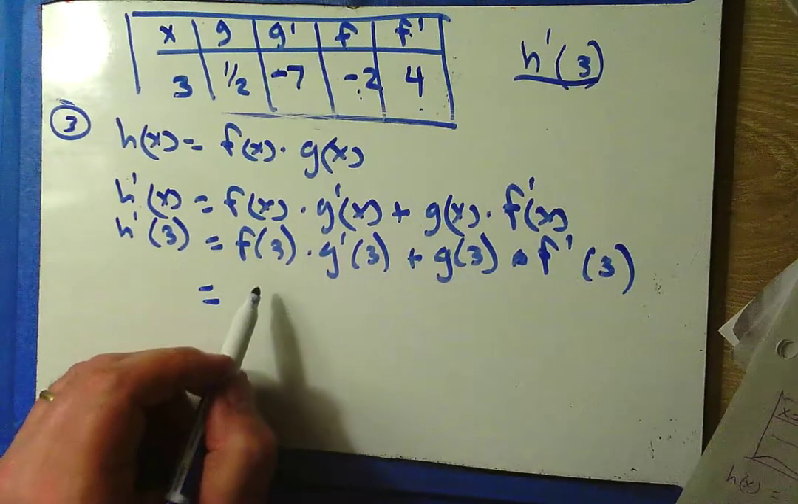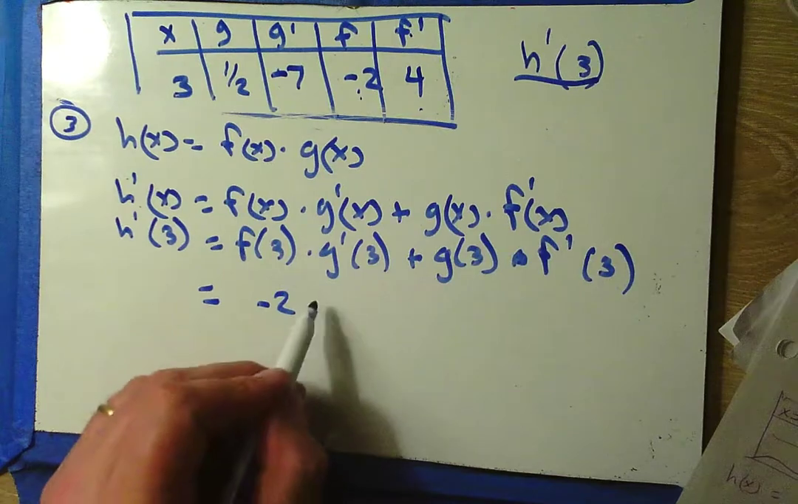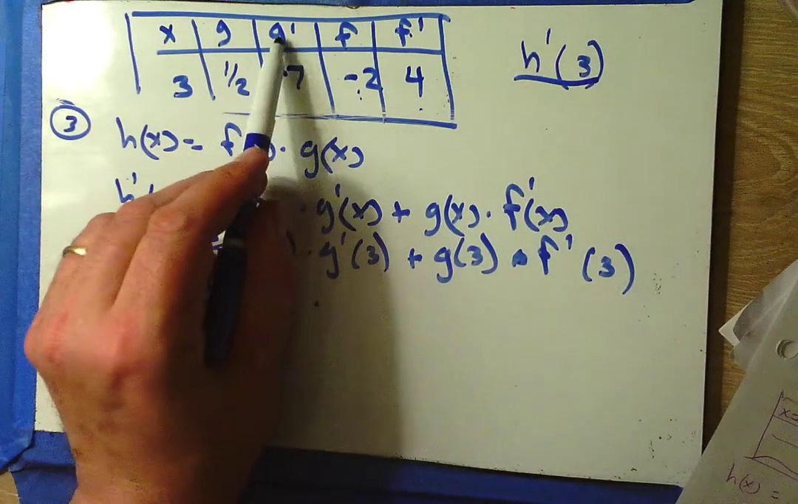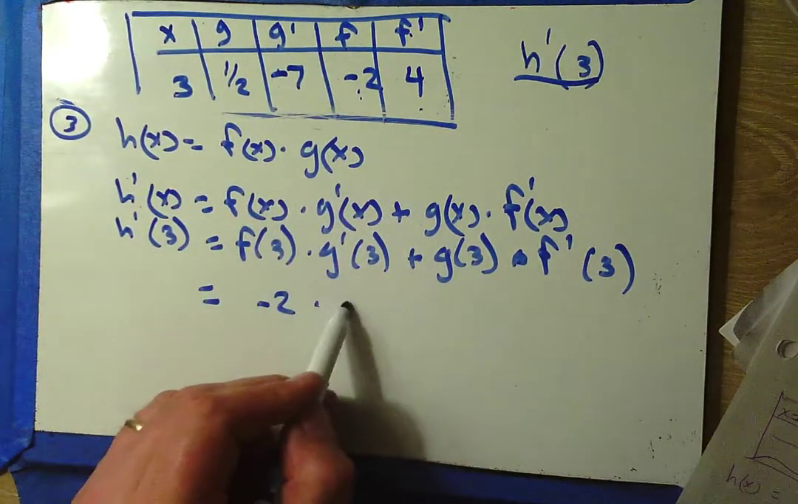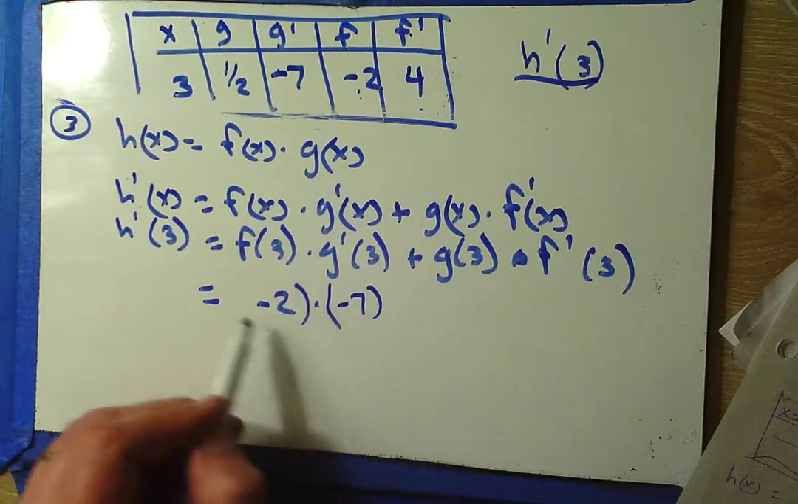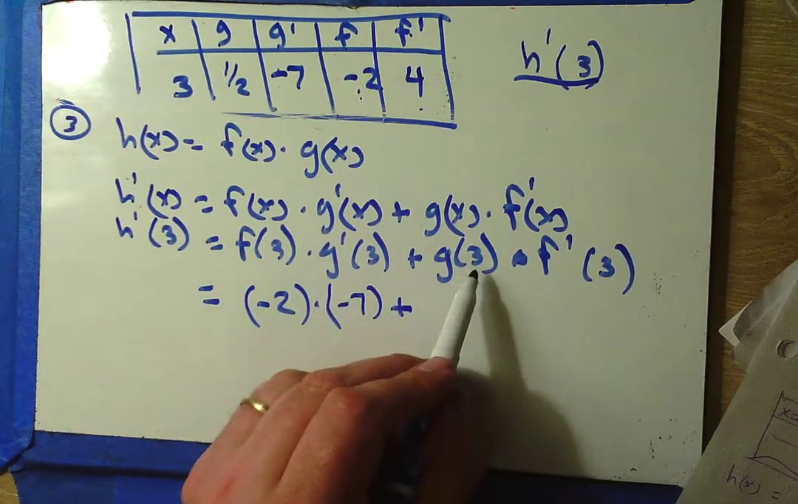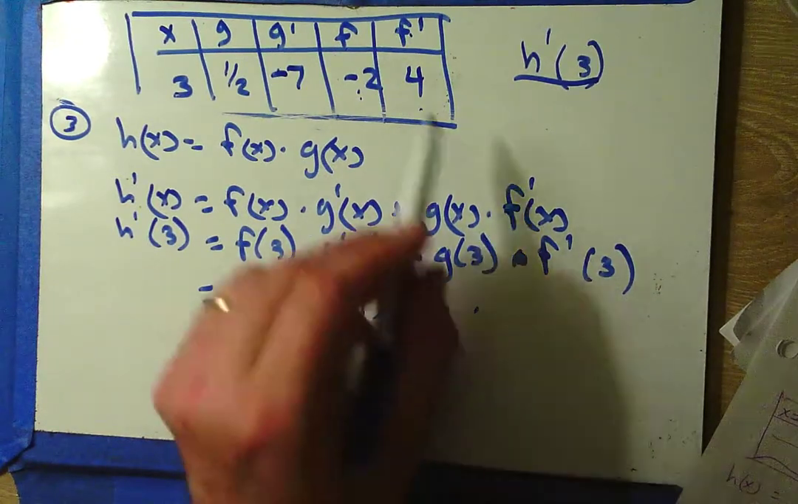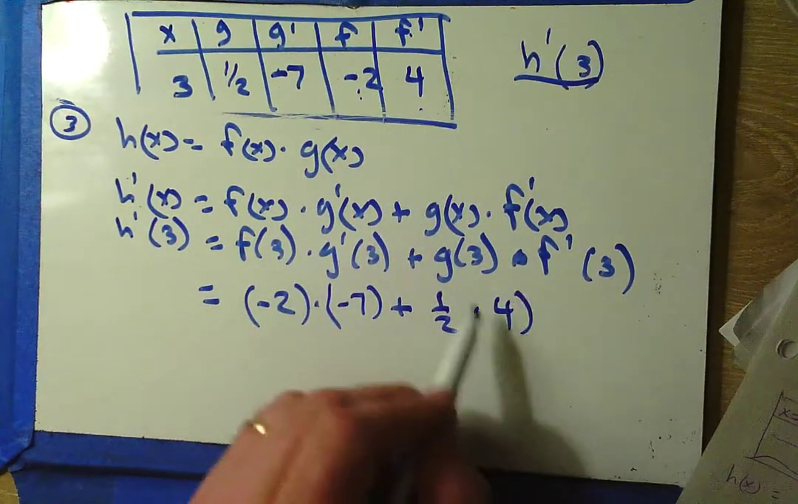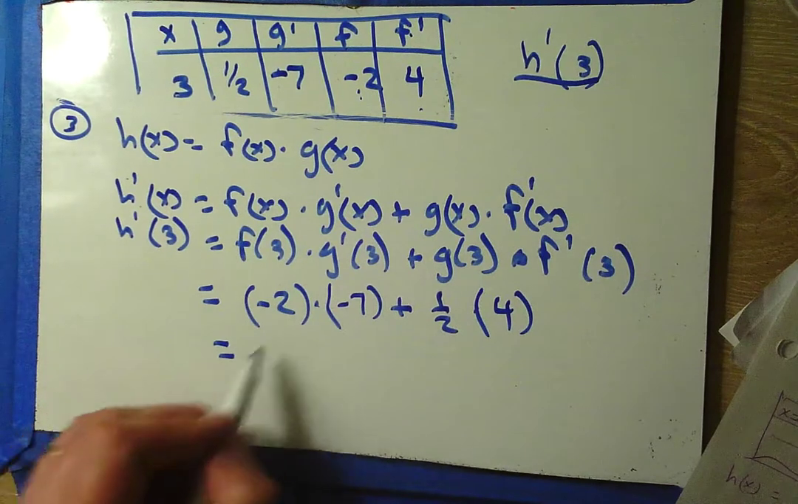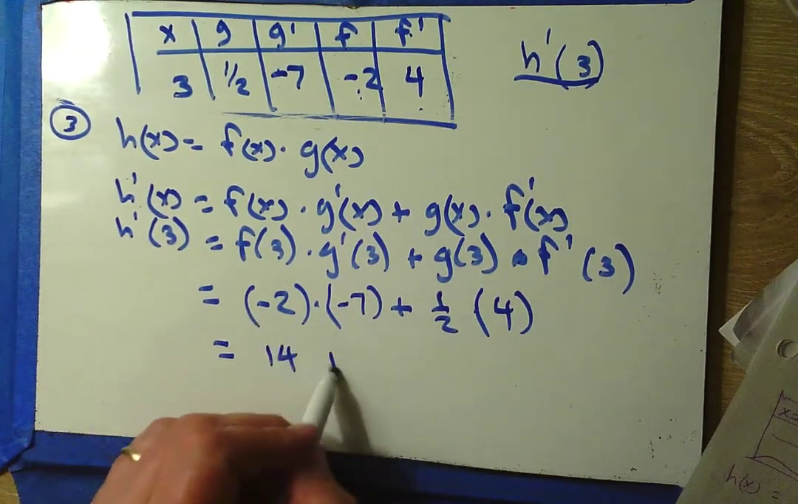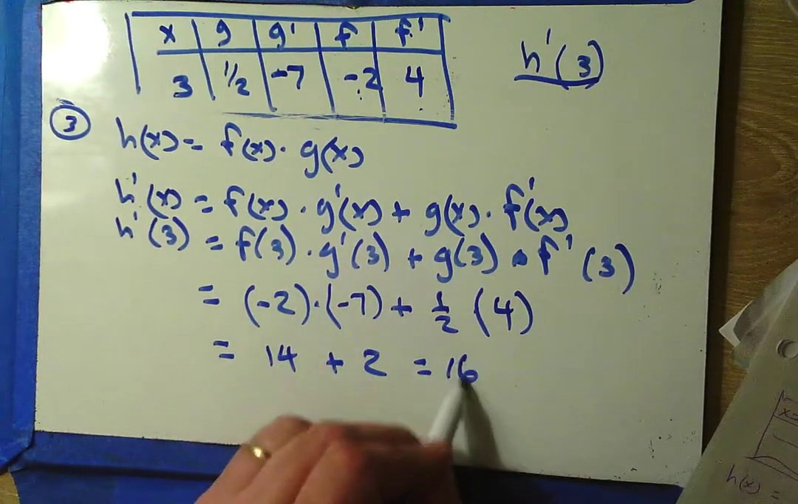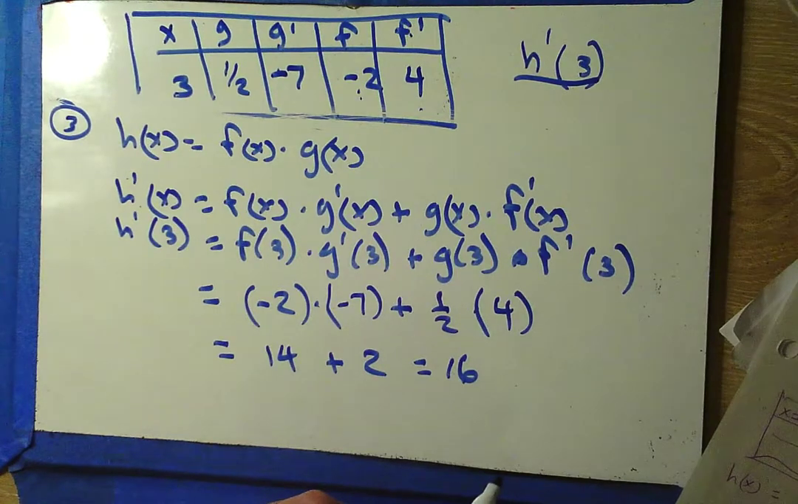So what are we going to get? f of 3 is negative 2. g prime of 3 is negative 7. Plus g of 3 is 1/2 times f prime of 3 is 4. And so we end up with 14 plus 2 is 16. Any questions about that? Okay.